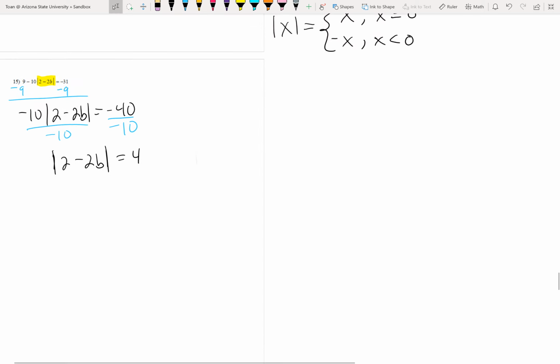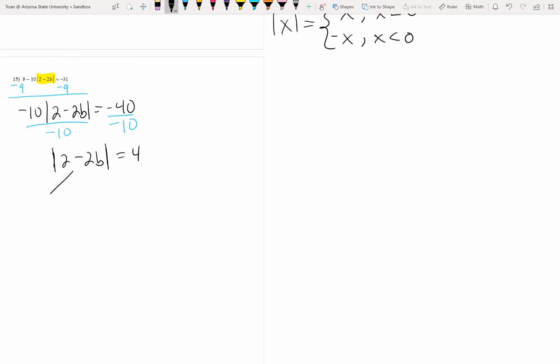So by definition, this absolute value could give me the exact same thing right back out, then 2 minus 2b. But according to the equation, that equals 4. Or by definition, this absolute value could give me the exact opposite. And to do the exact opposite, you just surround it by parentheses and slap on a negative, which equals 4 at the same time. Now you have two linear equations that I hope we can solve sort of automatically.